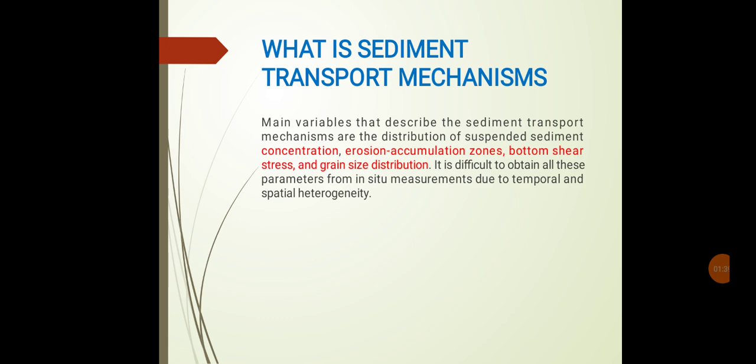Then coming to the sediment transport mechanism, the main variables in the transport mechanism are the distribution of suspended sediment, that is concentration, erosion and accumulation zones, bottom shear stress, and grain size distribution. It is difficult to obtain all these parameters from in situ measurement, because temporal and spatial heterogeneity is happening in the field, so we prefer laboratories as a better method.